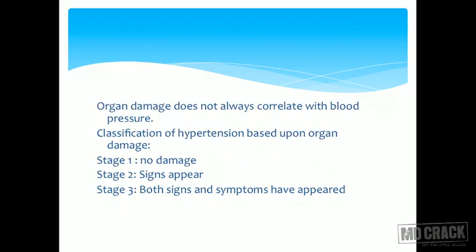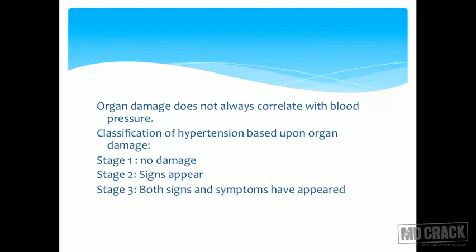The second classification of hypertension is based upon the organ damage. Here we have three categories. We have stage 1, stage 2 and stage 3. To really simplify this for you, I have put names to it. So stage 1 is you have no signs, no symptoms, no evidence of damage. In stage 2, you have just the signs. Signs means something which the doctor sees.